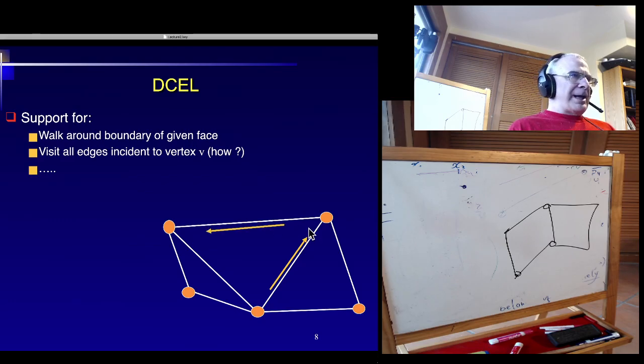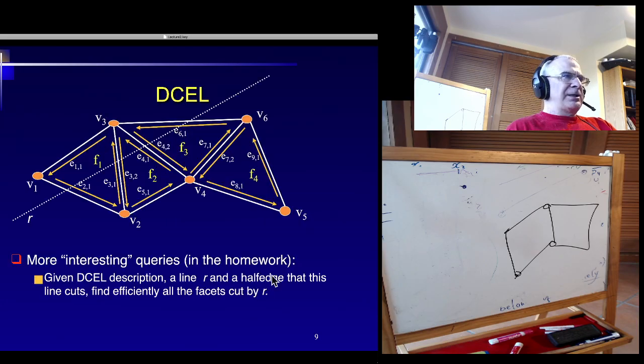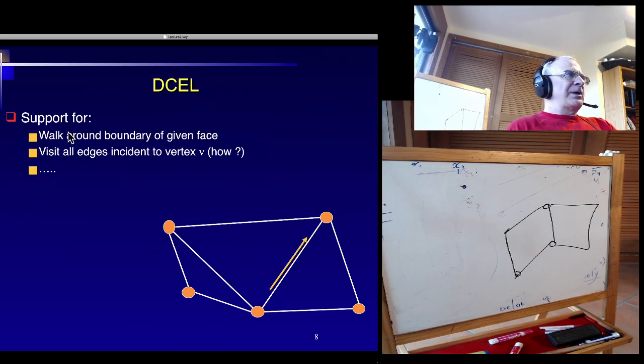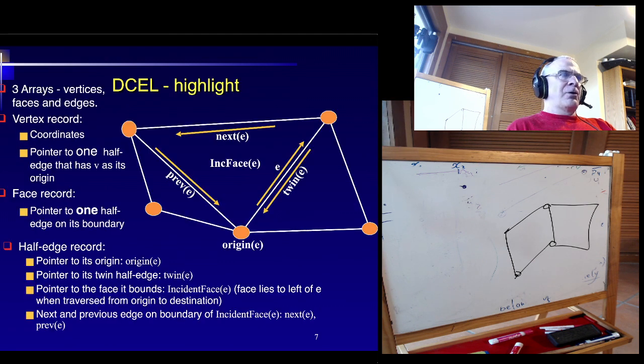Now you can perform operations such as walking around the boundary of a face. If I start from one half edge, I know which is the next one, and the next one, and the next one, so I can walk around the boundary. And I can visit all the edges incident to a vertex. That takes a bit of thinking: if I start from a vertex, how do I get to all the edges?